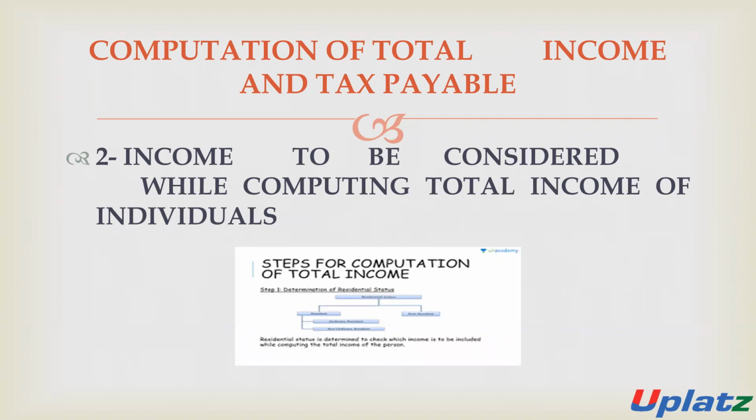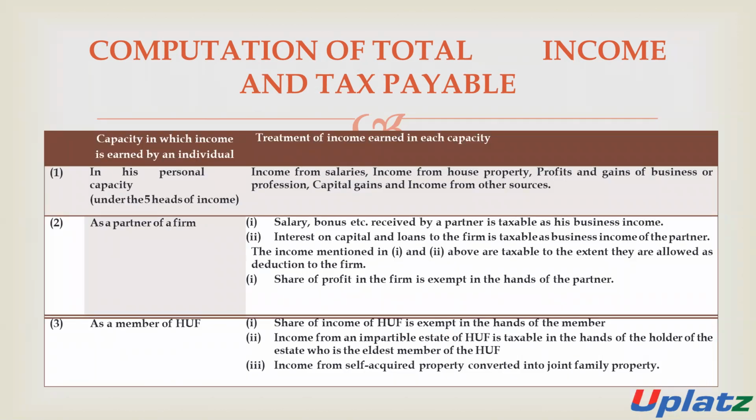Number two, income to be considered while computing the total income of an individual. Which income will be considered when we compute the total income of the assessee? The capacity in which income is earned by the individual, and the treatment of income earned in each capacity.